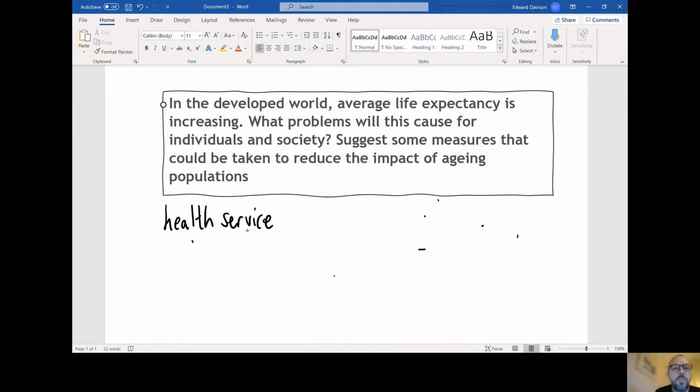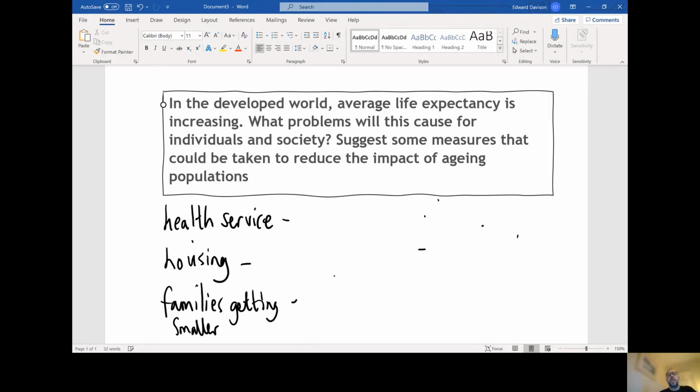I'm going to talk about housing. Average life expectancy is increasing. I'm going to talk about families getting smaller. Now I need to think about the causes and the impact that this problem is happening.